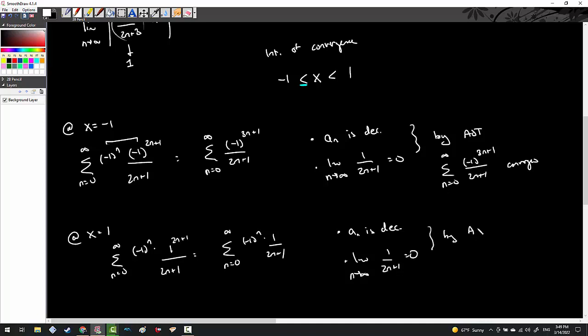So by the alternating series test, the series from n equals 0 to infinity of (-1)^n over 2n+1 converges also, which allows me to then put another equal sign underneath that right there. So my interval of convergence is from -1 to 1, with -1 and 1 being included. Hopefully that makes sense. I'll be back with the next example.